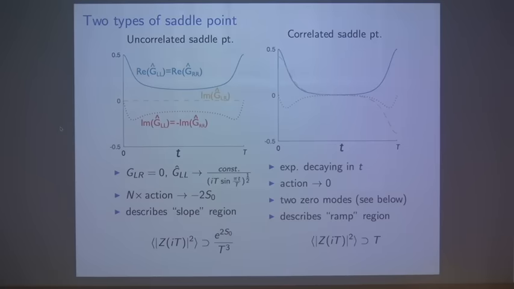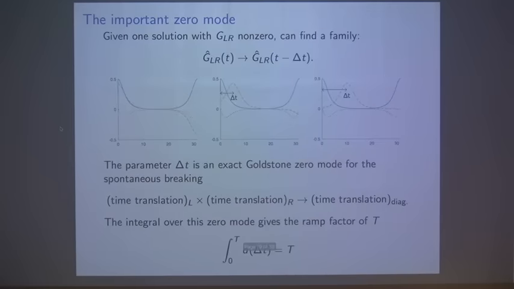So this saddle point and the integral of fluctuations around it, including these zero modes, gives a description of the ramp in the SYK. The rest of the talk is going to be about a little bit more detail on this solution, and then some discussion about translating that solution into gravity. So first, we should understand this zero mode. And it has a fairly simple origin.